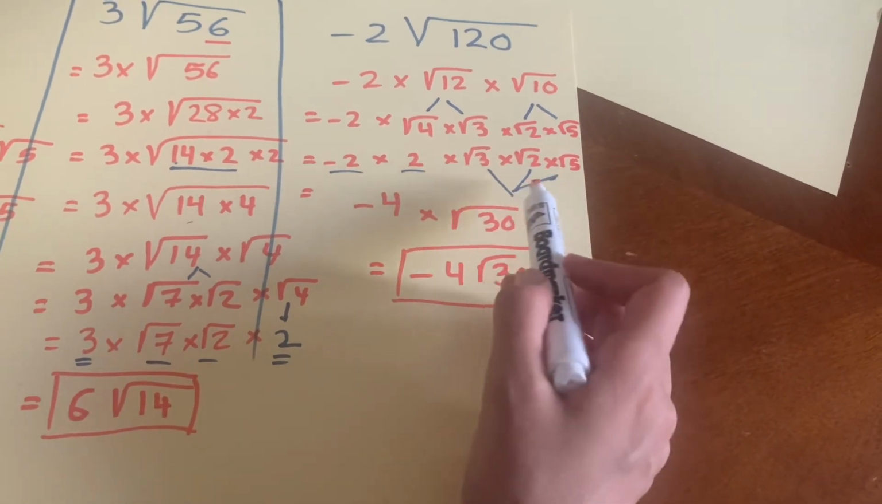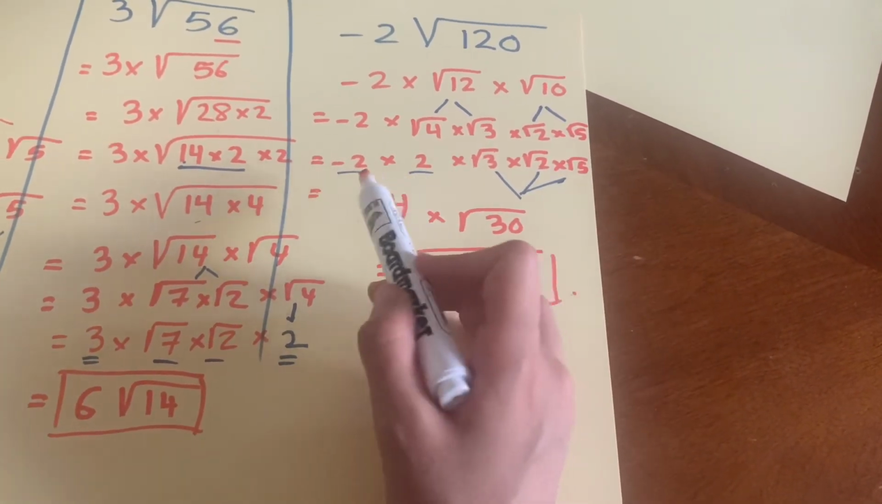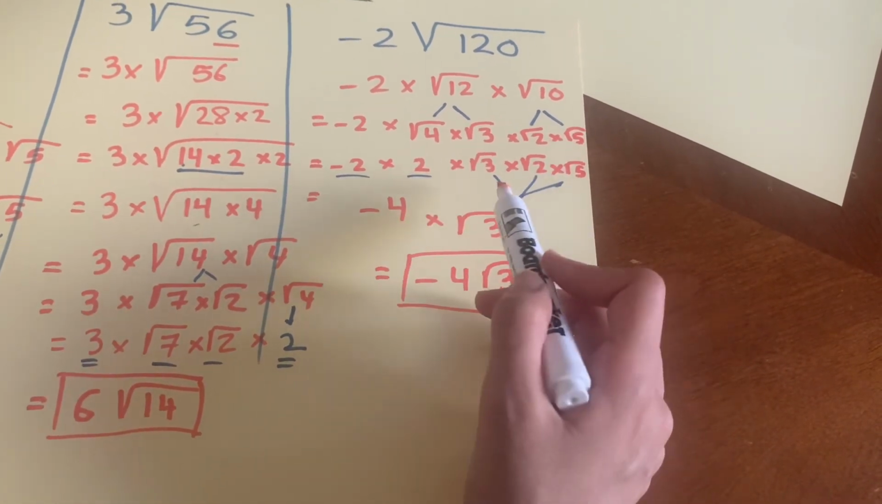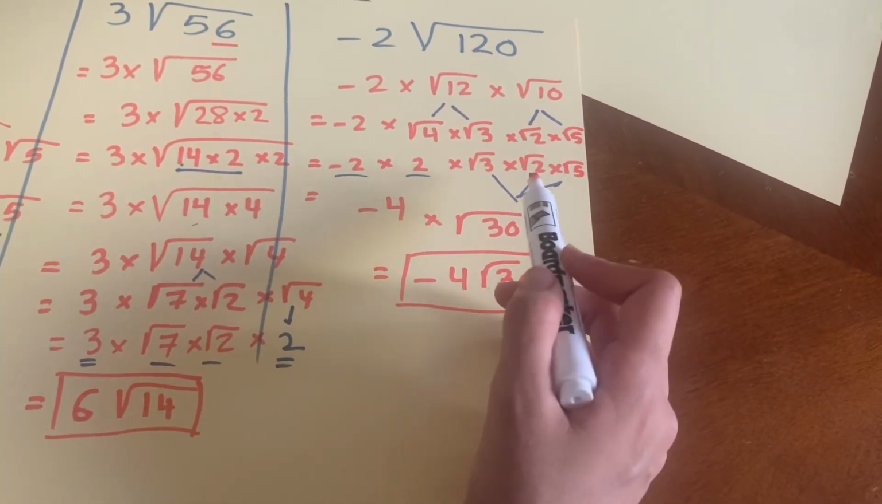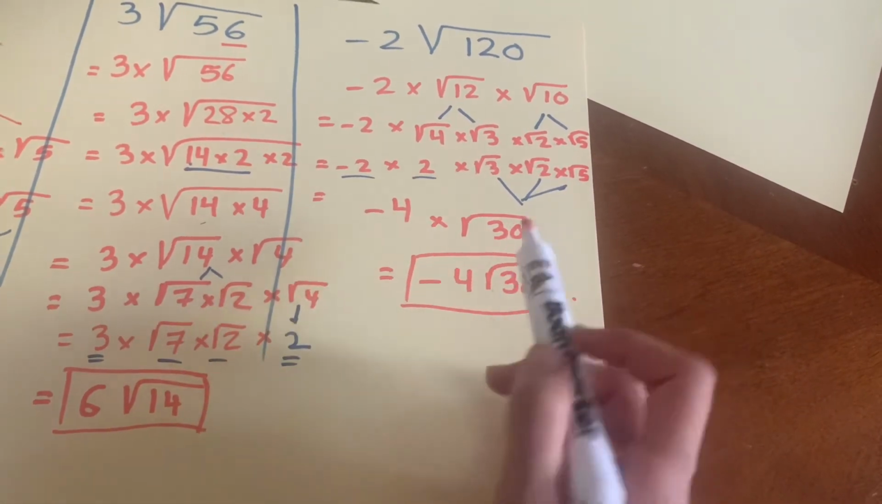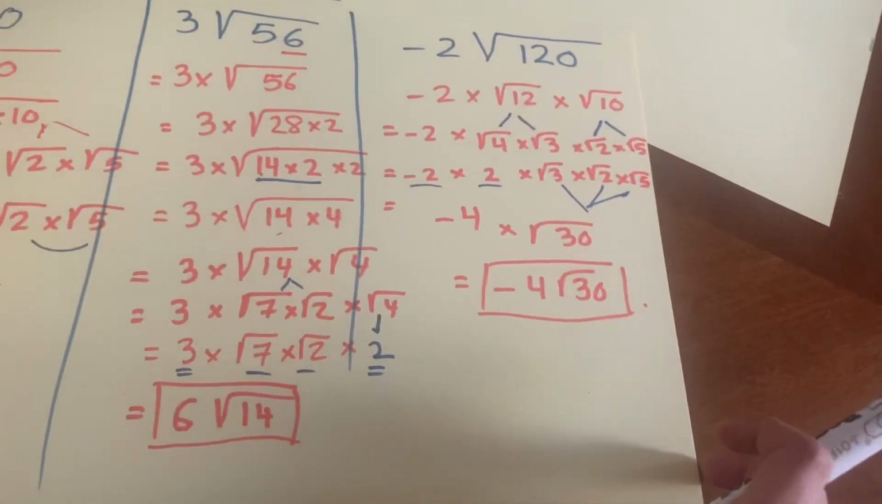And here these are already in simplest form, so I will do the numbers together. Minus 2 times 2 is minus 4. What about these 3? If you multiply them, let's take 2 times 5 is 10. 10 times 3 is 30, so it's radical 30. So this is my final answer.